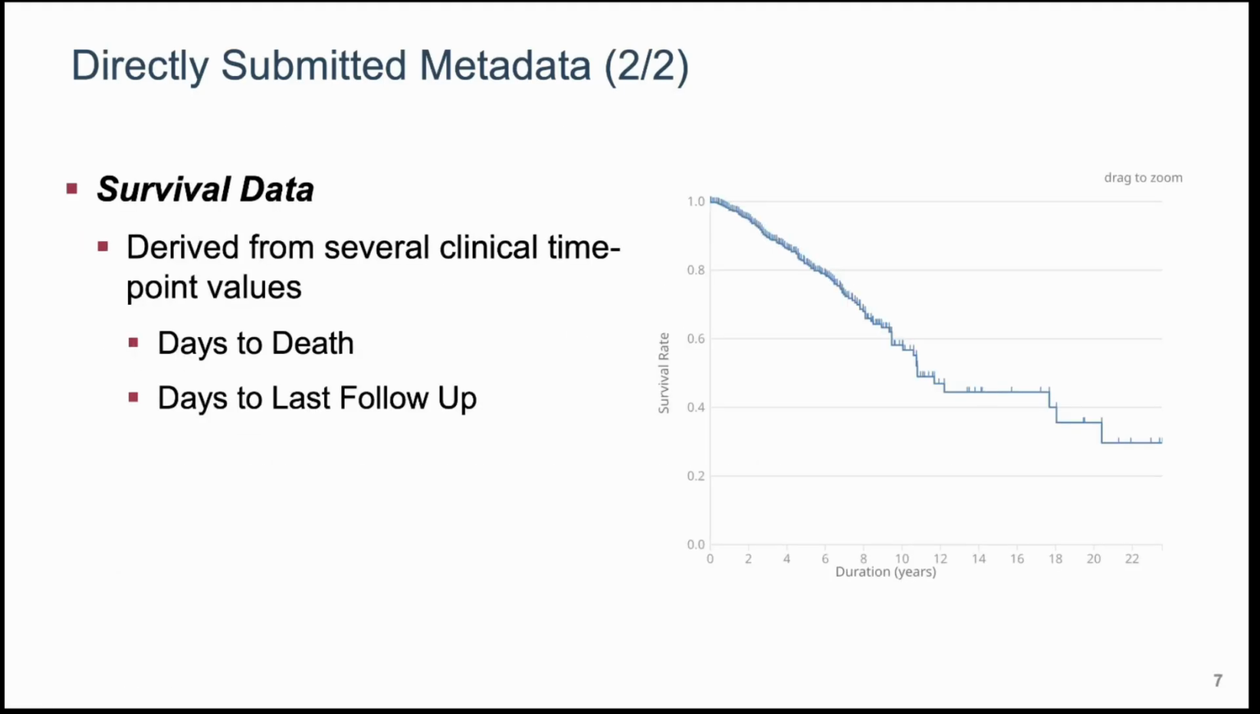I didn't include this in the first slide because this is almost halfway directly submitted metadata and halfway GDC generated data. And this is survival data. It was derived from several clinical time point values. So this includes, at point 0, the date of diagnosis, and then when the line decreases, that comes from either the days to death or the days to last follow-up. These are the specific numbers that the GDC pulls from the directly submitted data, and then these curves are generated dynamically using that.